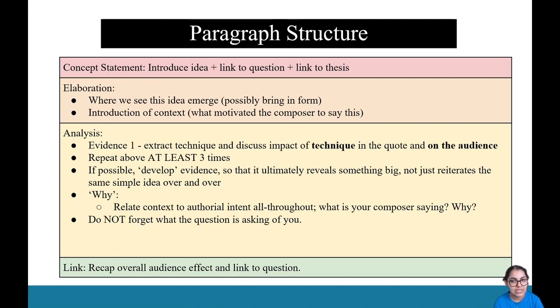We have a concept statement. We introduce the idea, we link it to the question, and we link it to the thesis. We then have our elaboration. This is where we see this idea emerge, and we elaborate on the idea. We can possibly bring in form here, and we want to introduce the concept as well. Then we have analysis. So evidence one, we extract technique and we discuss the impact of technique in the quote and also on the audience. And we repeat that at least 3 times. That's really important because we need to actually have at least 3 pieces of evidence.